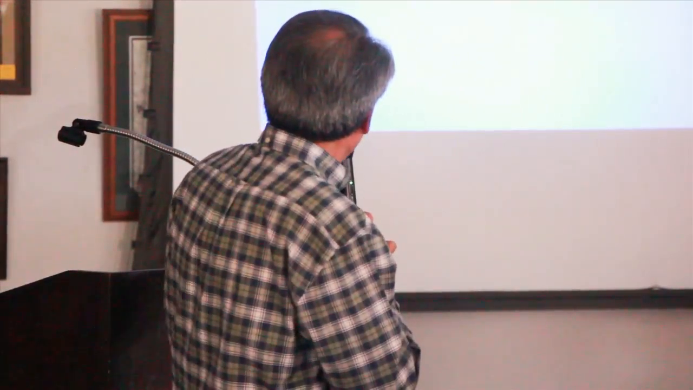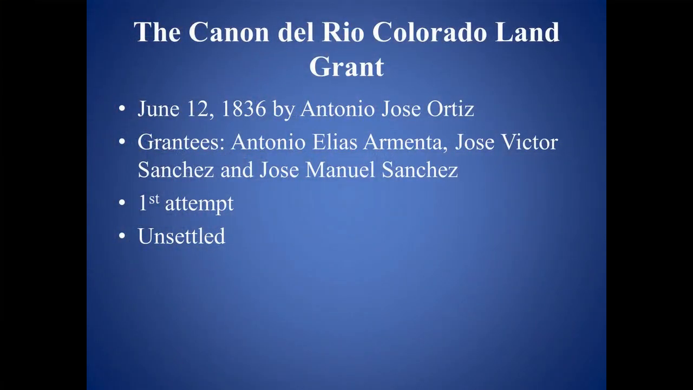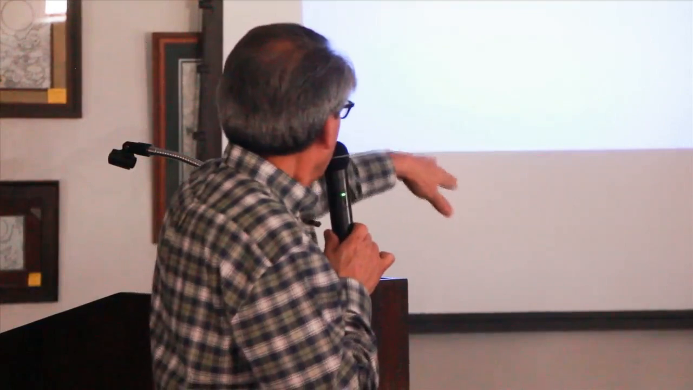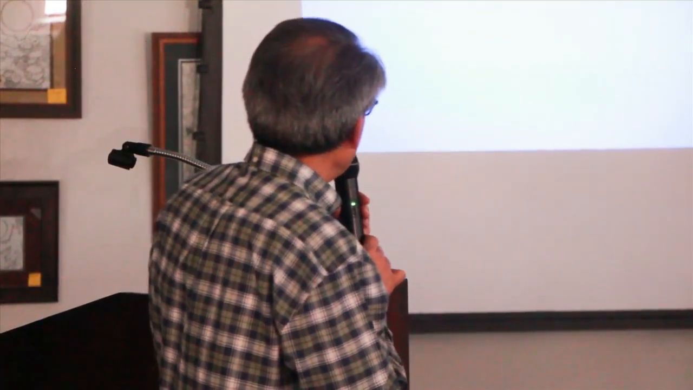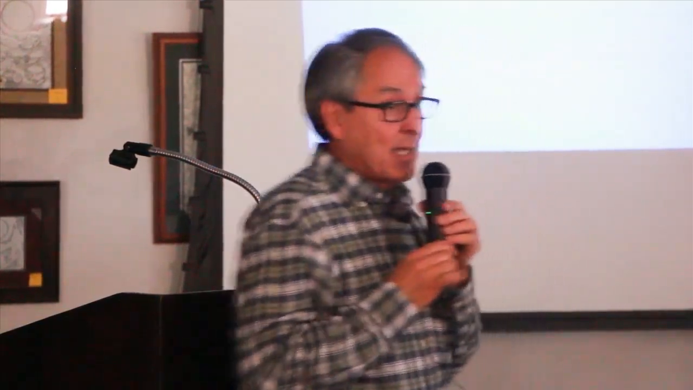Okay, next one. Now, this is the Cañón del Río Colorado land grant. There are 2 land grants in Questa, which we know as Questa, right? And as I said earlier, it was called San Antonio del Río Colorado, San Antonio of the Red River. Well, the Cañón del Río Colorado, as you climb up Questa and as you're going south towards Arroyo Hondo, that ridge on top is called El Cañón. But the area down here where the Red River flows through, where Questa is right now, that's San Antonio del Río Colorado. So the grantees were Antonio Elias Armenta, Jose Victor Sanchez, Jose Manuel Sanchez. And there were 2 attempts to settle it, and they did not. So it was not validated.